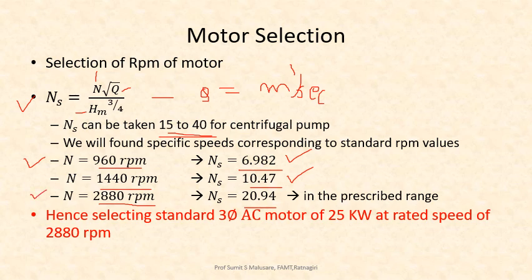Hence, we are selecting the standard three-phase AC motor with 25 kilowatt at a rated speed of 2880 rpm. Now this is 25 kilowatt. The standard value comes from PSG 5.125.